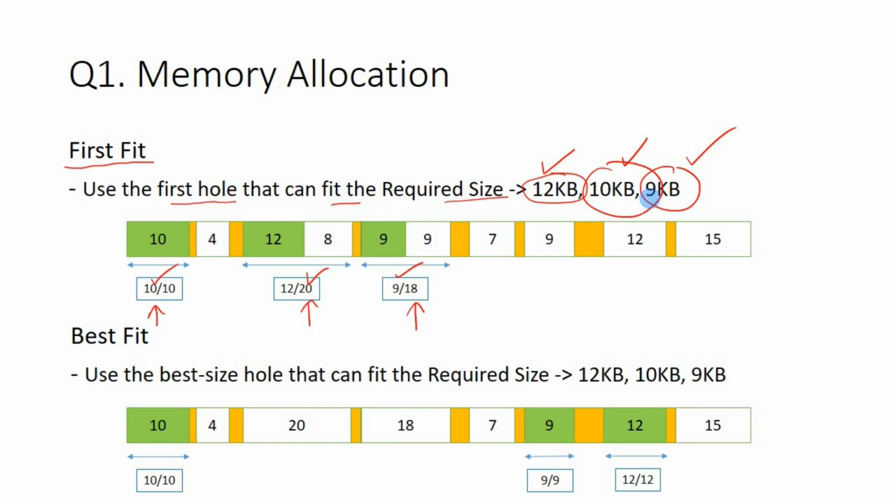So for the first fit, what you basically do is you start from the beginning and keep going through hole by hole until you see the first hole that can fit the required size. So that's the first approach.